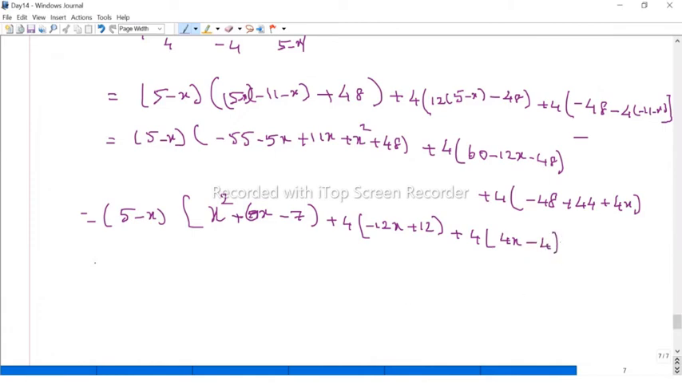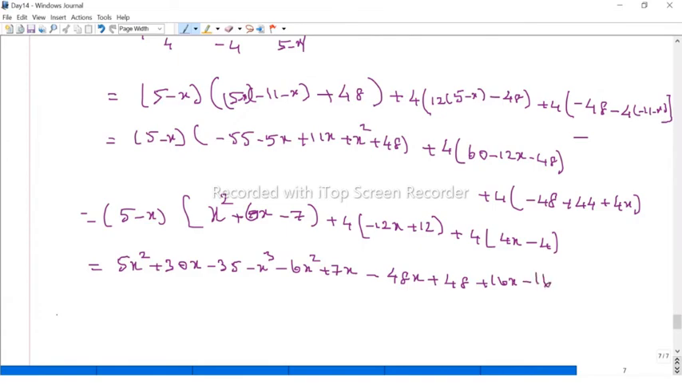Okay. Now just multiply 5x square, 30x, 35, minus x cube minus 6x square plus 7x. Now multiply minus 4 here, minus 48x plus 48 plus 16x minus 16.